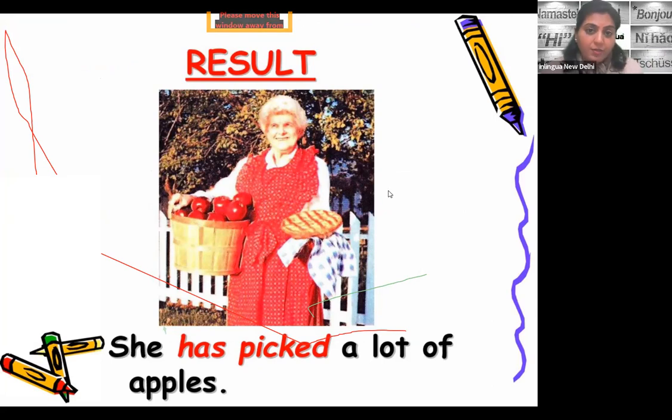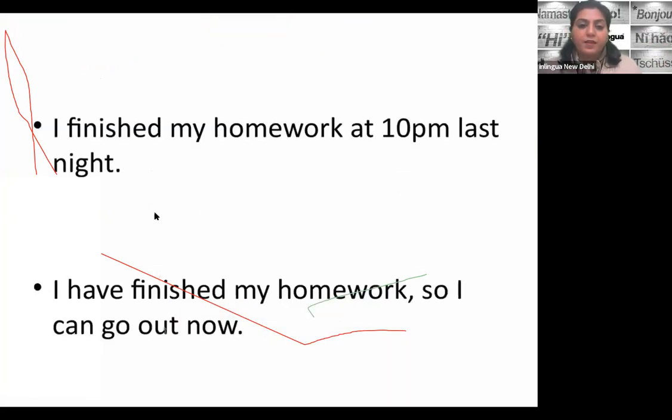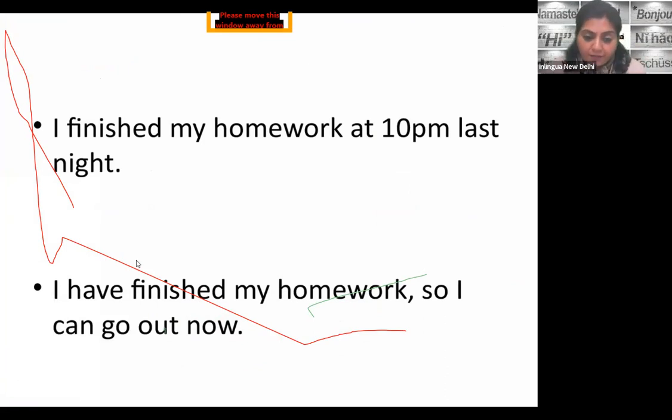All right. She has picked a lot of apples. Result of the action. She went to the garden to pick apples. She has finished the action. She has picked a lot of apples. I finished my homework at 10 o'clock last night. This is the past tense. A time is mentioned here. But how do you change it into the present perfect? I have finished my homework, so I can go out now.